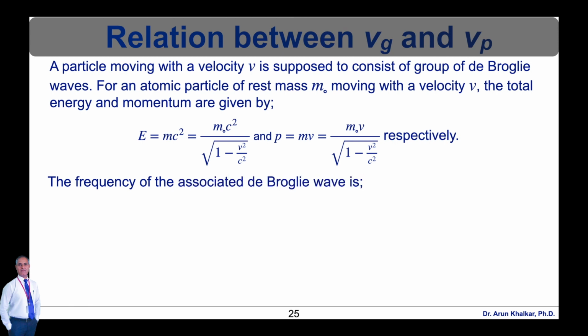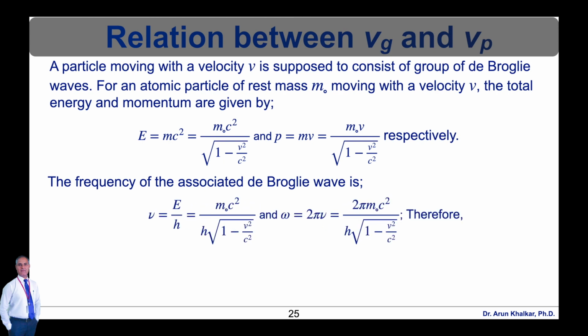Therefore, the frequency of the associated de Broglie wave can be written as nu is equal to E upon h, as E is equal to h nu. By rearranging this equation, we get nu is equal to E upon h is equal to m0 c square divided by h into under root of 1 minus v square upon c square. And omega is equal to 2 pi nu. So by putting the values, we get omega is equal to 2 pi m0 c square upon h into under root of 1 minus v square upon c square. Therefore, differentiating this equation, we will get d omega is equal to 2 pi m0 divided by h into (1 minus v square upon c square) into v into dv. So this is equation number 1.